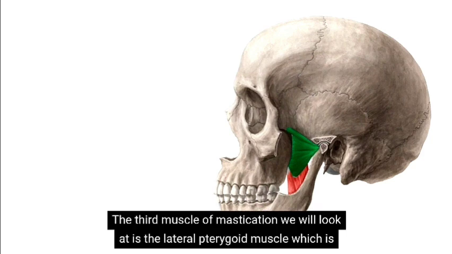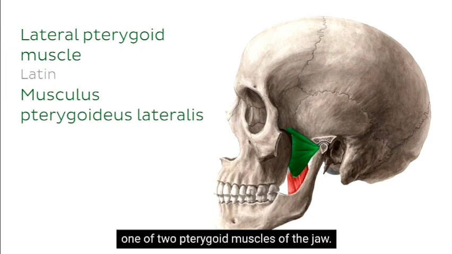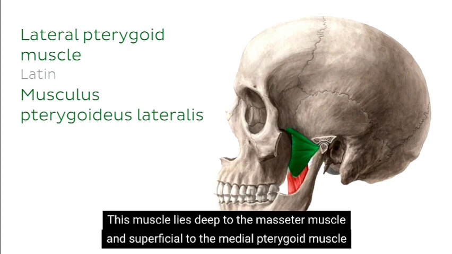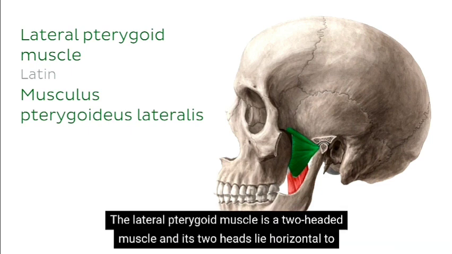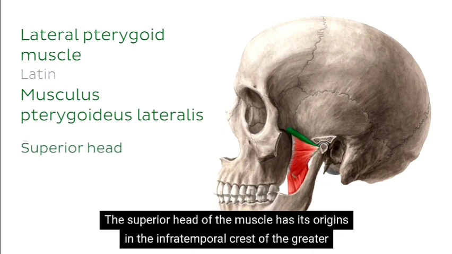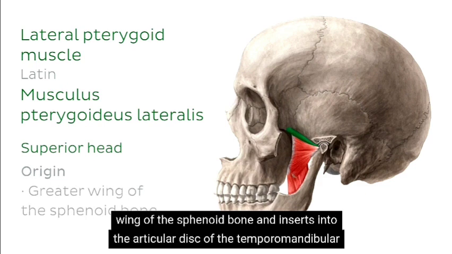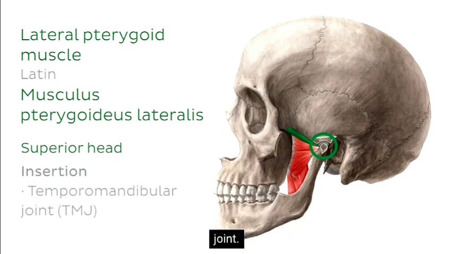The third muscle of mastication we will look at is the lateral pterygoid muscle, which is one of two pterygoid muscles of the jaw. This muscle lies deep to the masseter muscle and superficial to the medial pterygoid muscle, which we'll look at later. The lateral pterygoid muscle is a two-headed muscle, and its two heads lie horizontal to each other. The superior head of the muscle has its origins in the infratemporal crest of the greater wing of the sphenoid bone, and inserts into the articular disc of the temporomandibular joint.